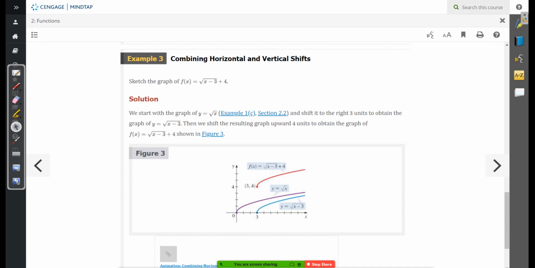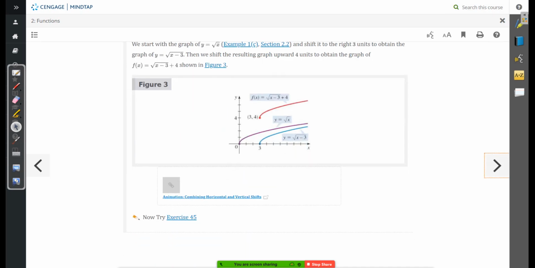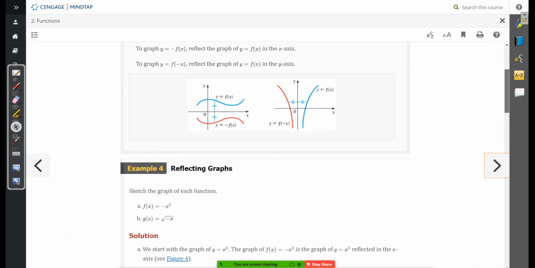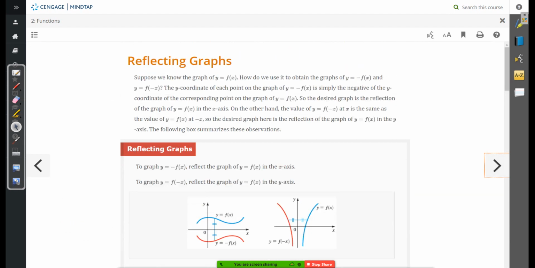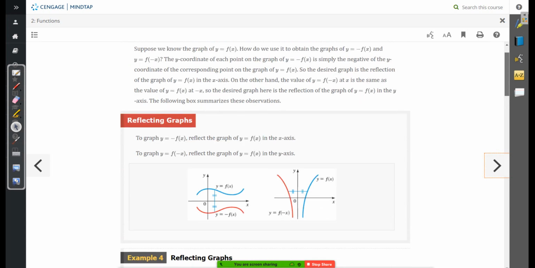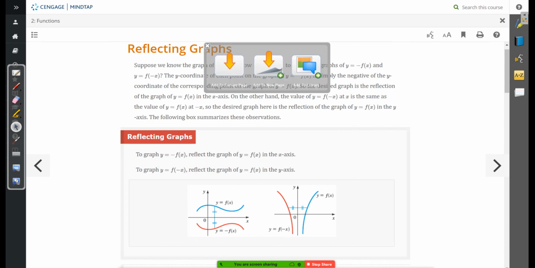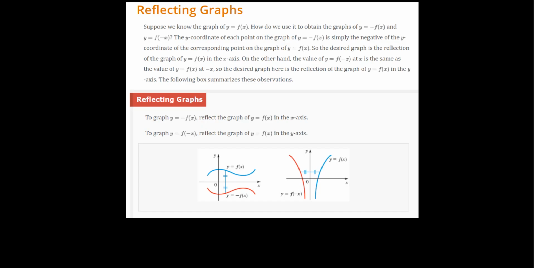So that's example 3. Finish up horizontal shifting. More transformations we have. We're talking about reflection. It's not an abundantly difficult concept to grasp. We know what reflections are.